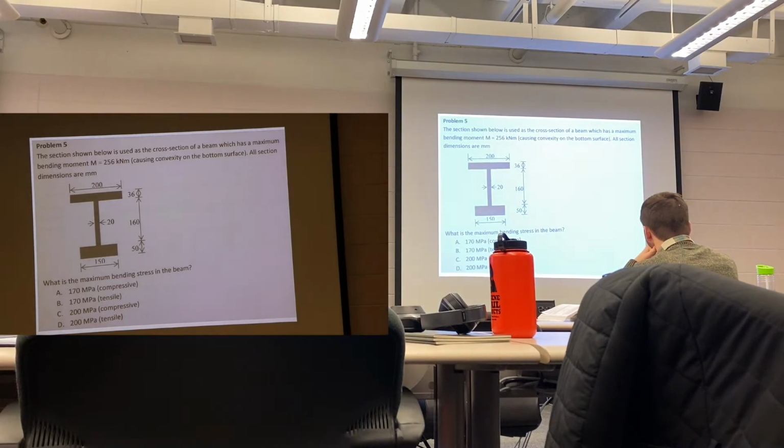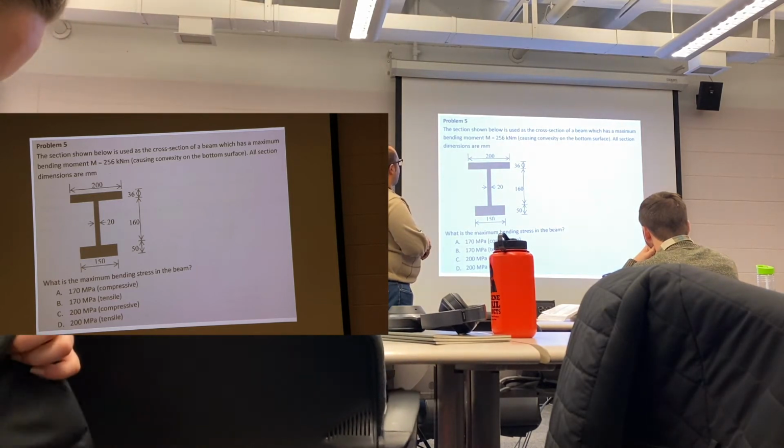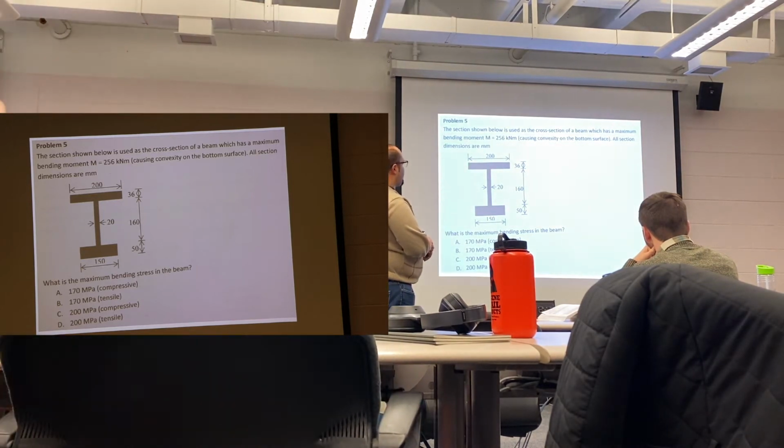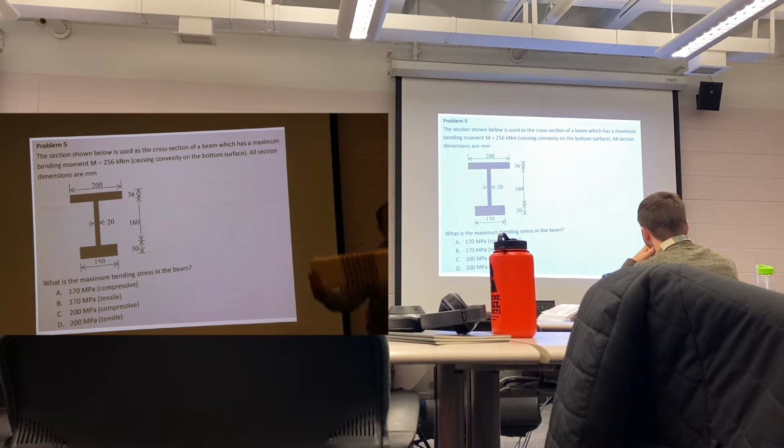Here, the section shown is used as a cross-section of a beam which has a maximum bending moment of 256 kN, causing convexity on the bottom side. So it is a positive moment, producing tension on bottom, compression on top. What is the maximum bending stress in the beam?